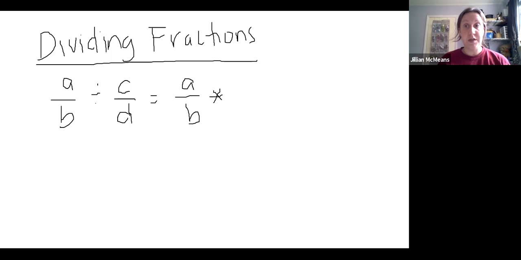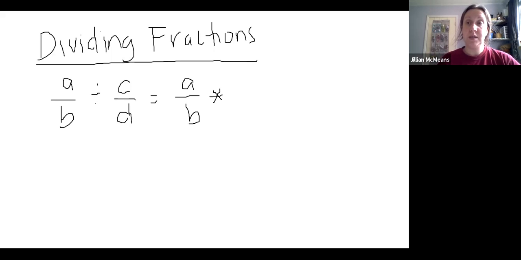So what we do with division is we actually convert it to a multiplication problem. But we can't just multiply the two fractions that were originally divided. So the way we compensate for that is we multiply the first fraction by what's called the reciprocal of the second fraction. And when you're dealing with fractions, reciprocals are pretty easy. You just take the fraction and you flip it upside down.